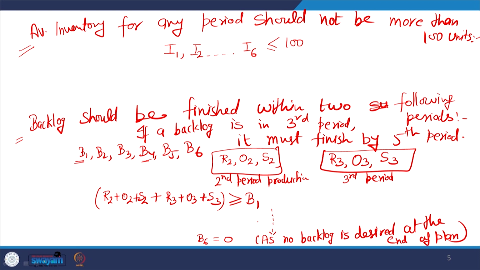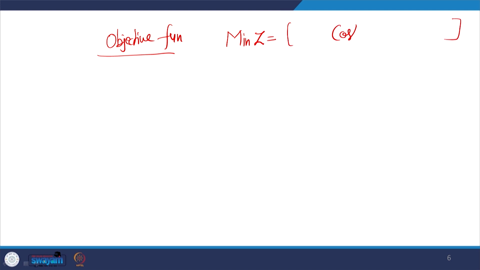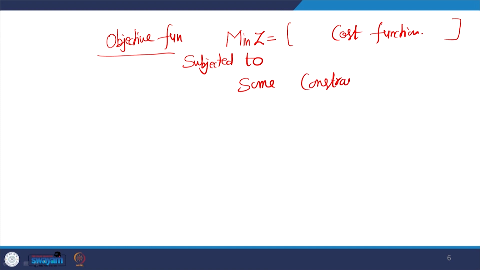So, now I have developed some equations. You can understand that now in LP you have the objective function, which is minimization of Z, and that is in the form of a cost function, which is subject to some constraints, and these constraints and objective function, and then you have some non-negativity constraints also.